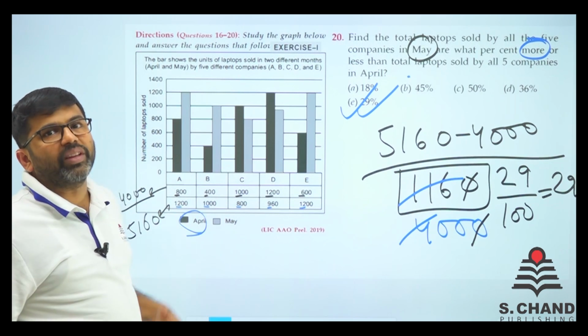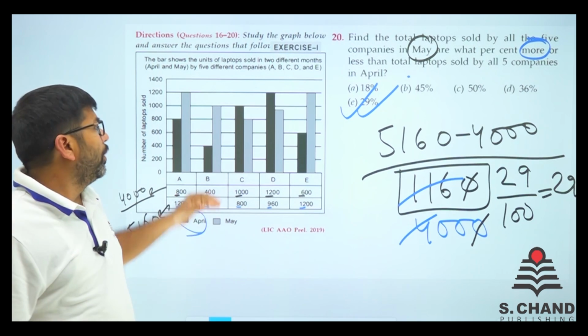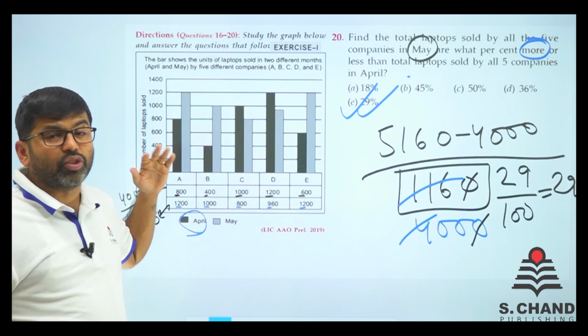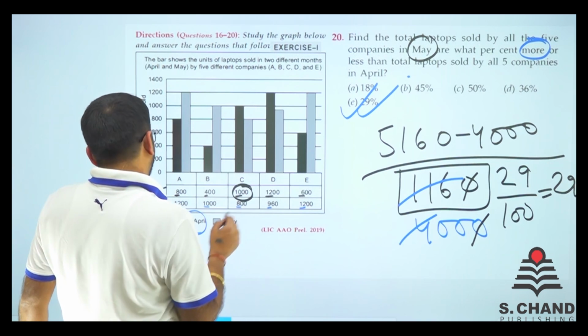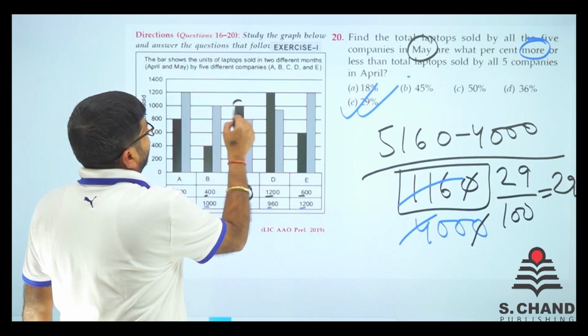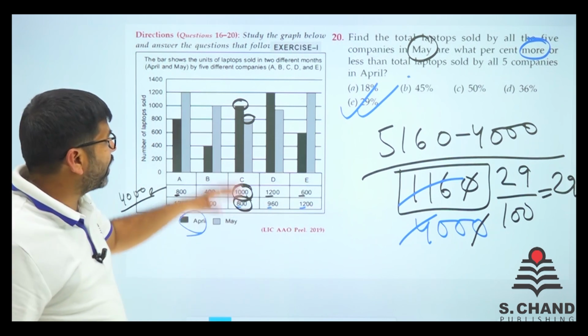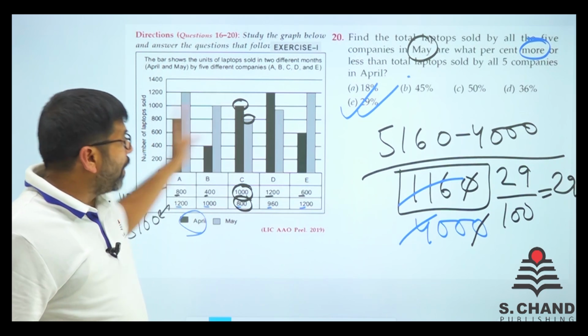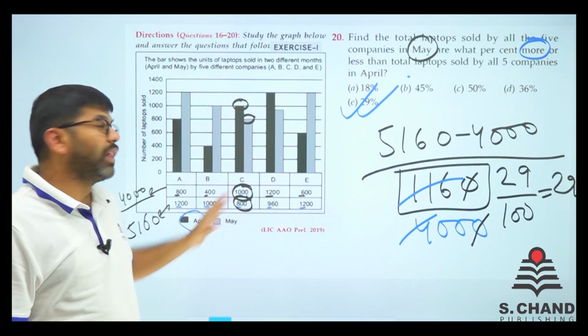So tabular form is obviously better for viewing, and you can get the data very easily. But if the table is not there, then you can also check the bar. C on April is this. C on May is 800, yes it is. So you can cross check that also. The bar reading is not that tough. We'll do some questions without the table as well.